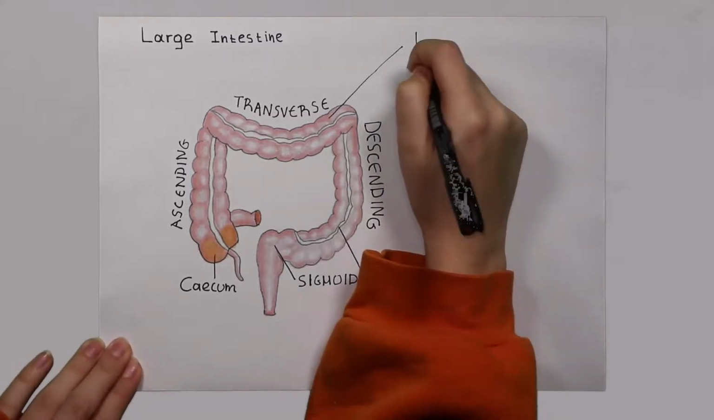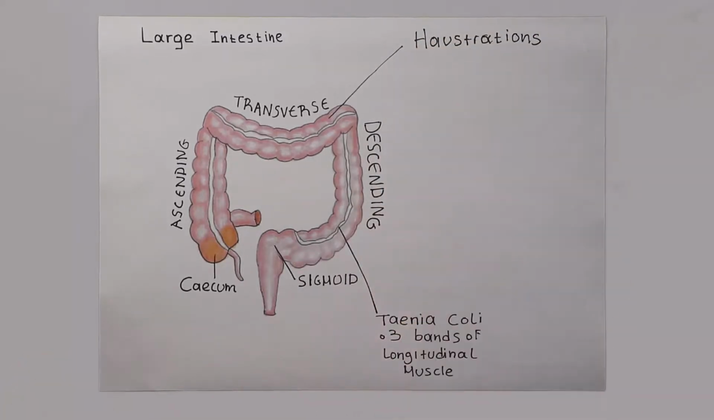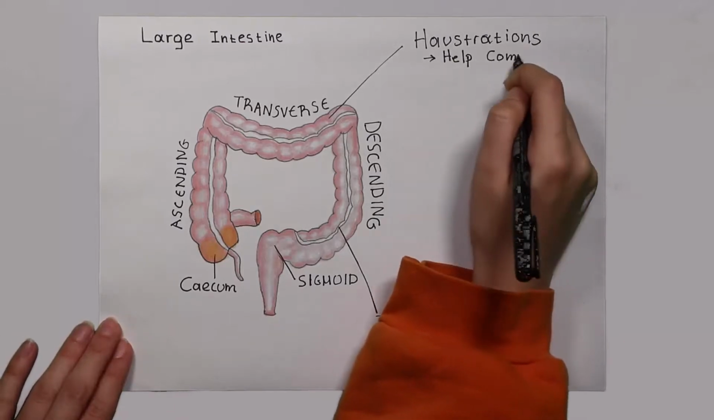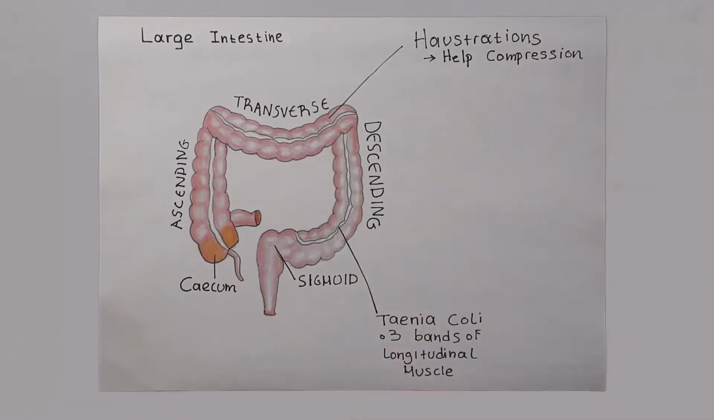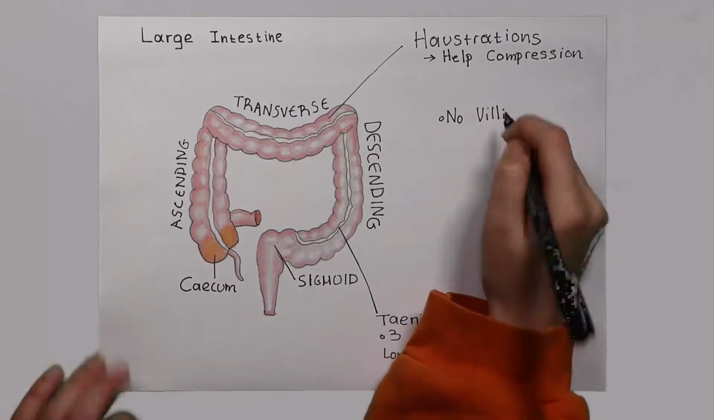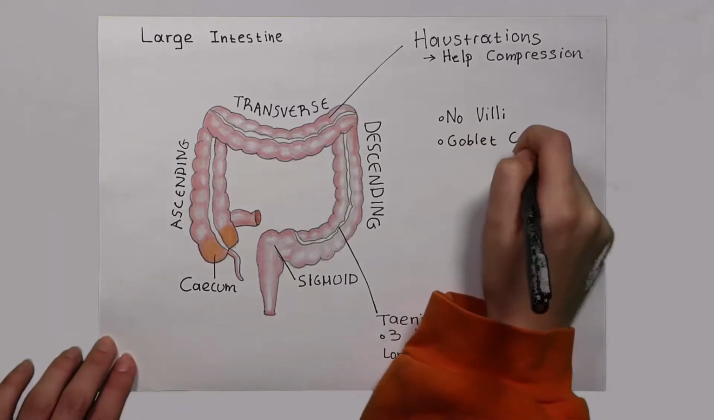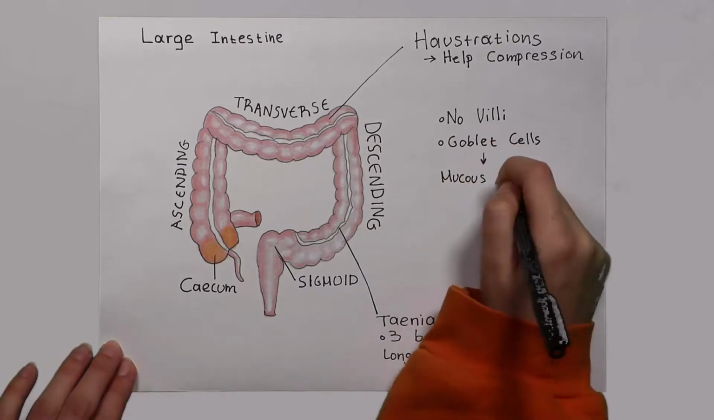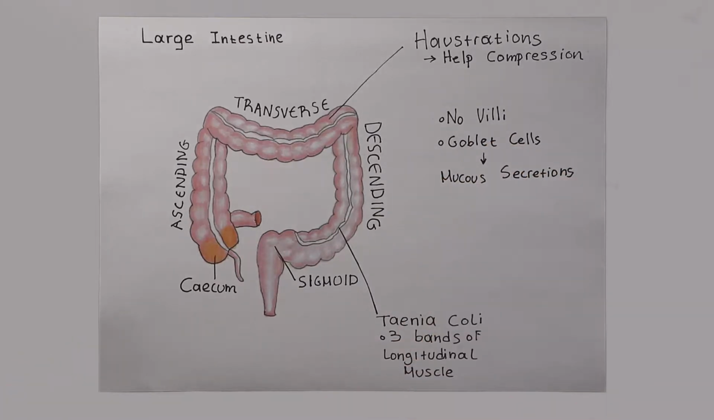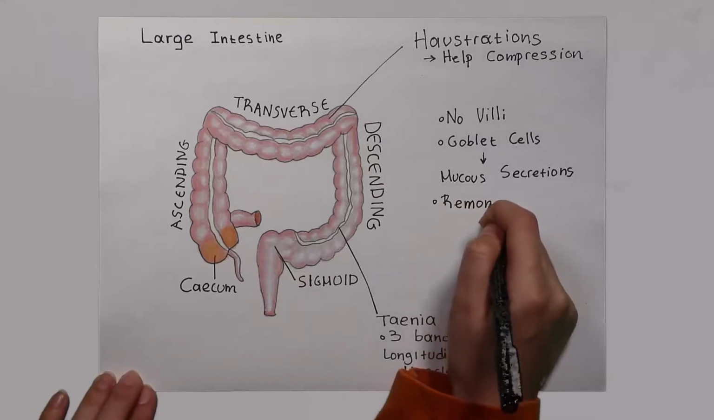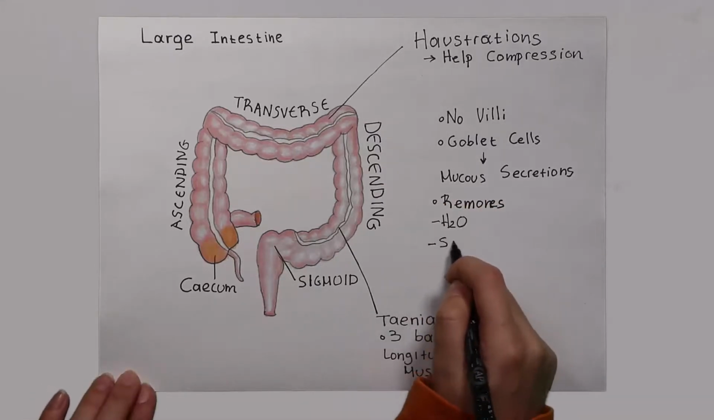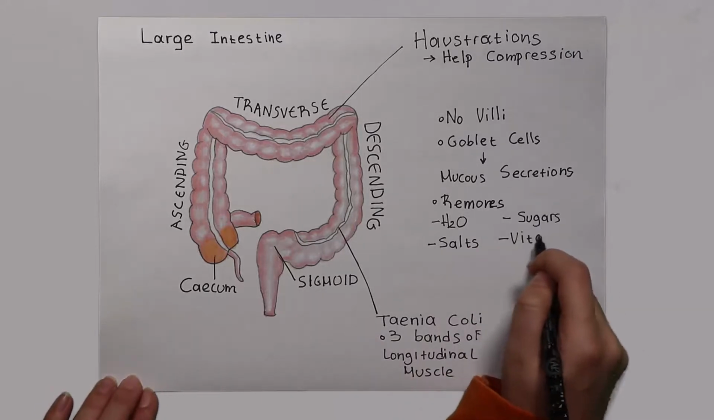It also has haustrations which give the large intestine a segmented appearance and can help to compress the chyme when the walls contract. Unlike the small intestine, it contains no villi. It contains a high concentration of goblet cells for mucus secretion, which therefore keeps the chyme well lubricated. The main role is to remove water, salts, sugars and vitamins as the chyme moves slowly through the lumen.